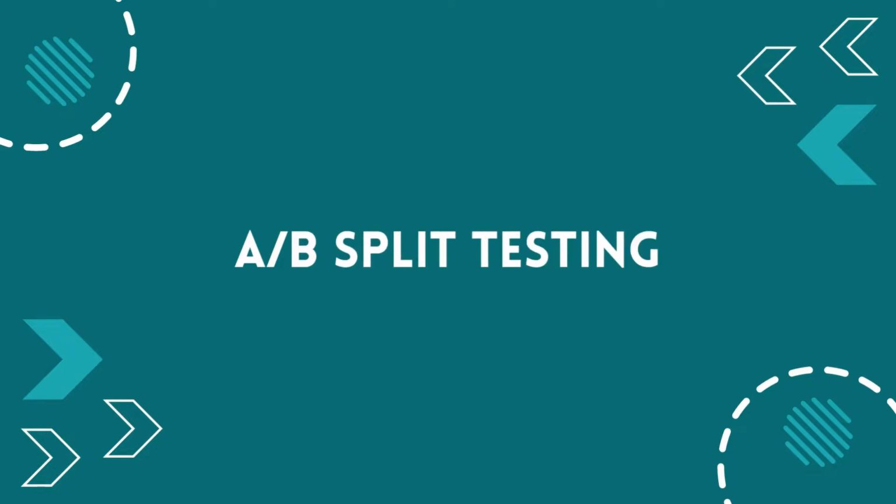Top tip number 3 is to ensure that you're doing A/B split testing. When you're creating an ad, it can be hard to predict how the searcher will react, what combination of colours, images, and text will generate the greatest result. That's why you need to use A/B testing.